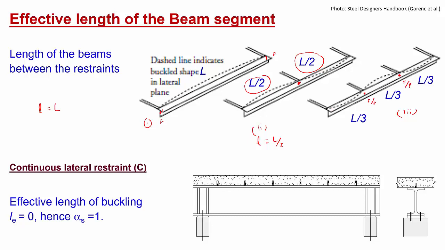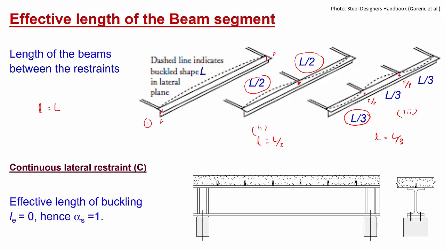And then the length of the beam segment is reduced to L by 3. So the length of the beam segment is only L by 3 in this case, right? So depending on the location or the existence of these restraining conditions in the beam, we can have different length segments of the beam that we have to use for the effective length, right? So the L for different cases can be different for that beam.